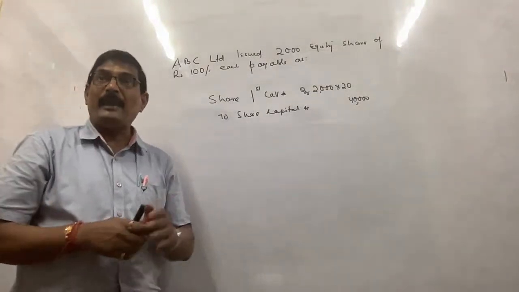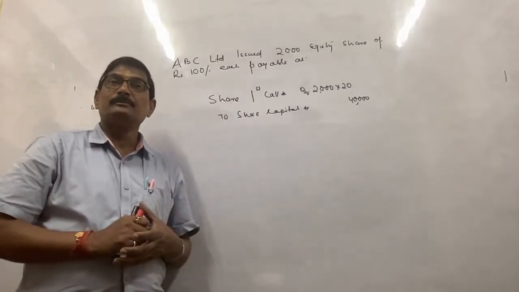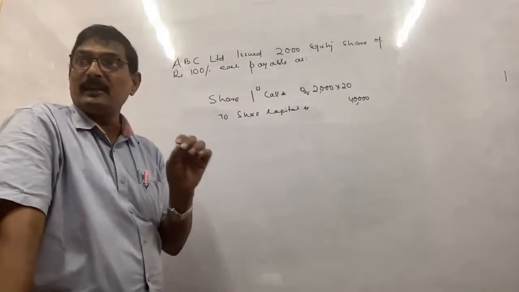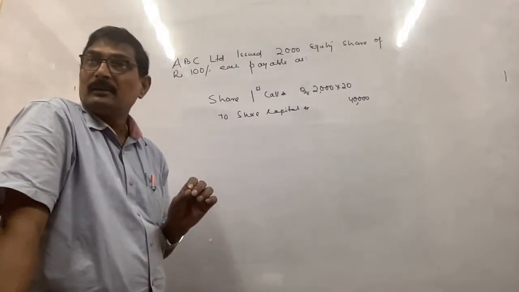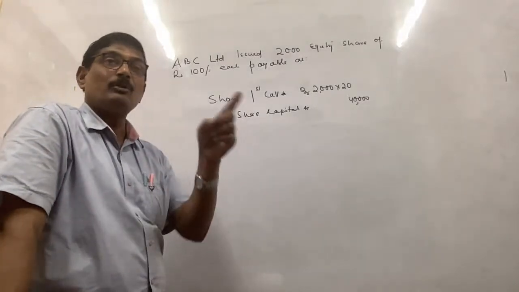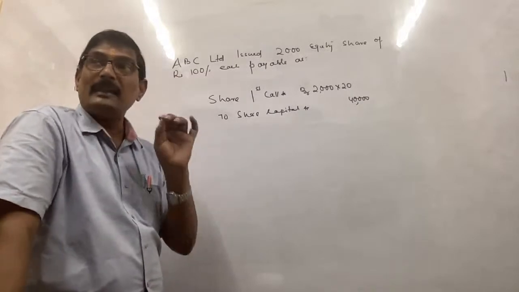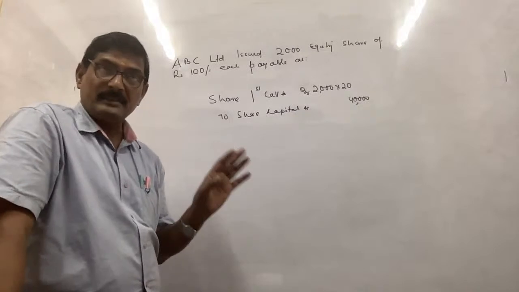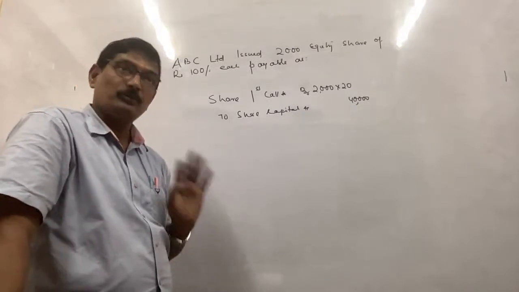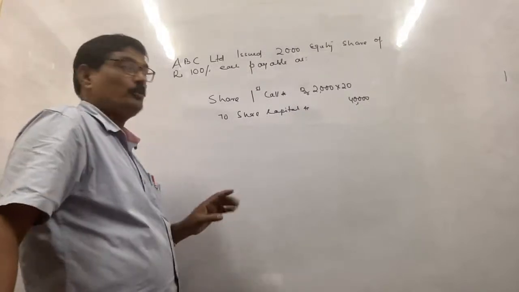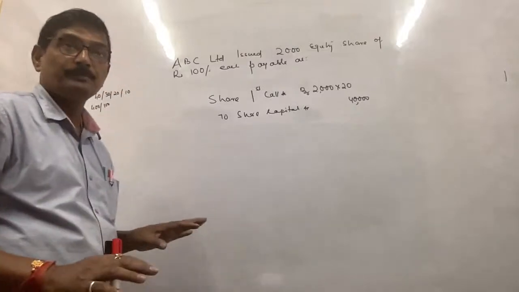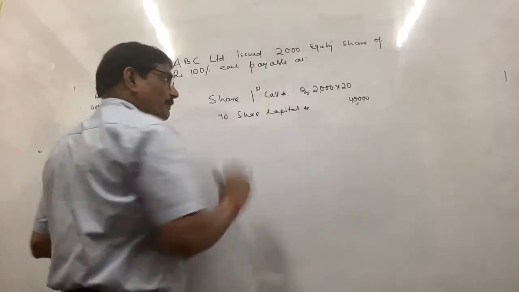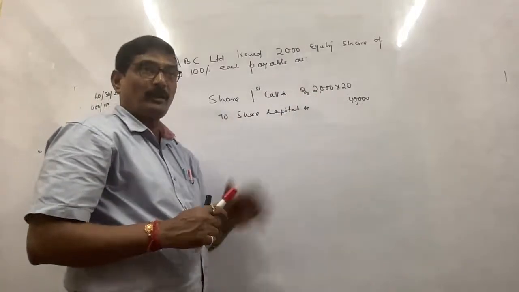Those who have not paid the allotment money, because the question is given that holder of 400 shares, they are not paying the allotment money. It is implied that they have not paid the first call money also, unless some specific instruction is there. If it is categorically given that they have paid, fine. If nothing is given, you have to assume that they have not paid. Clear? So share first call account debited to share capital 2000 into 20, that is 40,000.